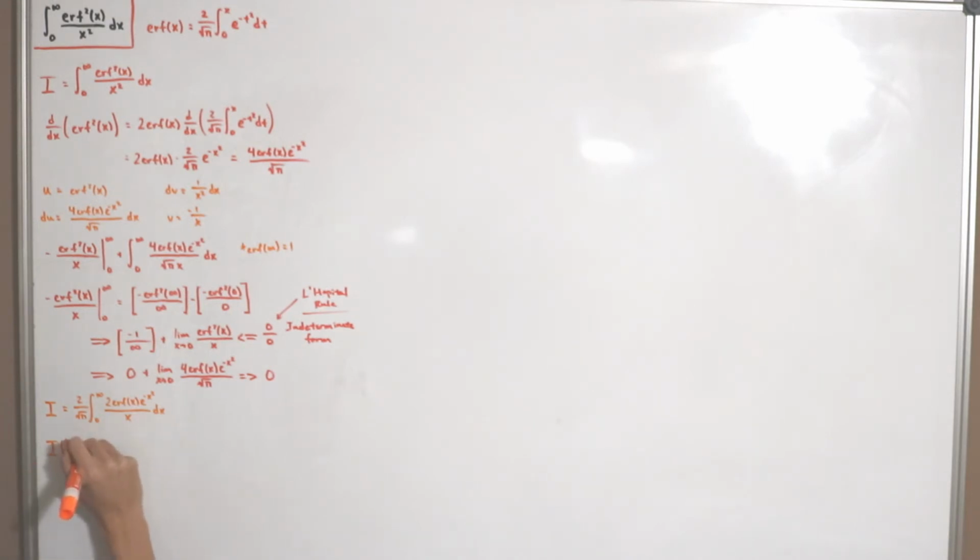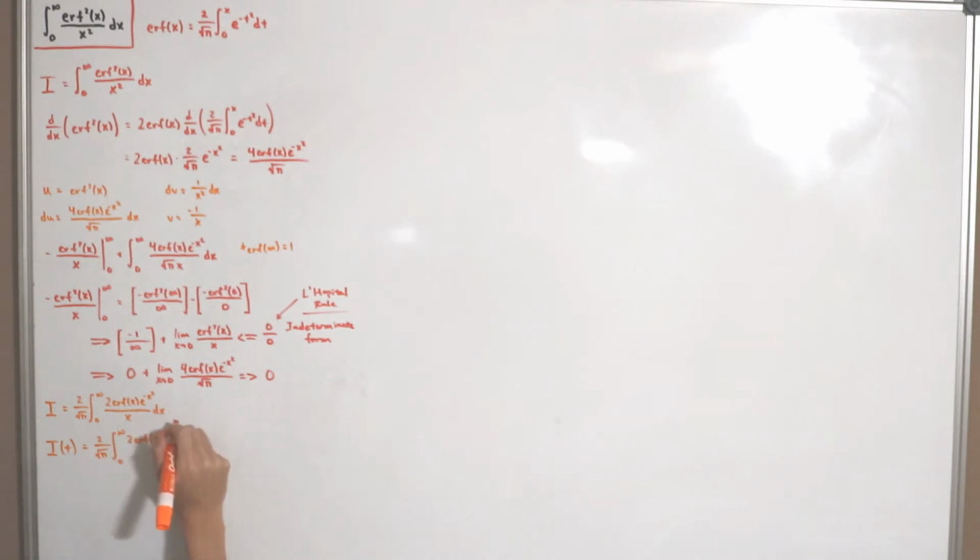So it means that's equal to 2 divided by square root of pi, then our integral. And then this time, this is going to be 2 times the error function of t times x, and then e to the negative x squared, and then divided by x dx. Okay. Let me just underline this in black so we know what we have to deal with right now.